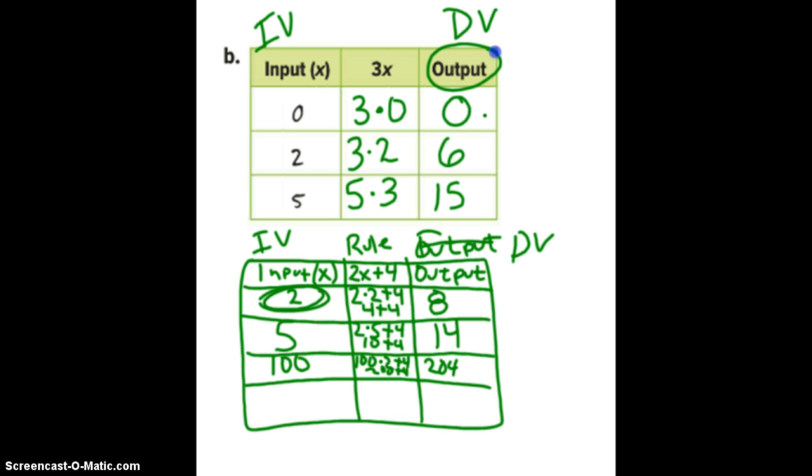So you can see these input tables are really simple. Simply plug in your x value into the rules that they give you to get your numbers out. Next, we're going to look at what we do if they give us the output and we have to discover the input.